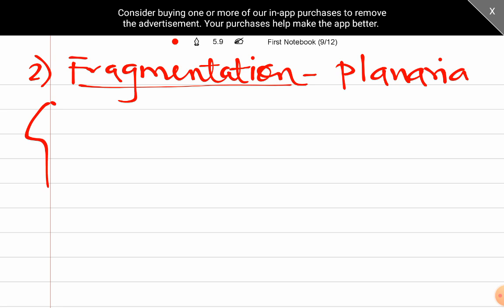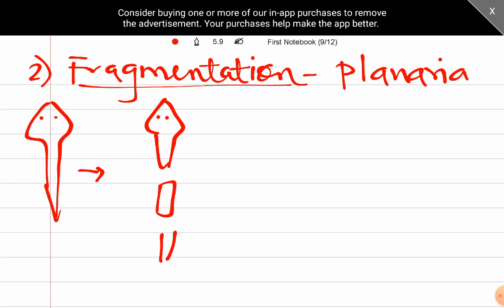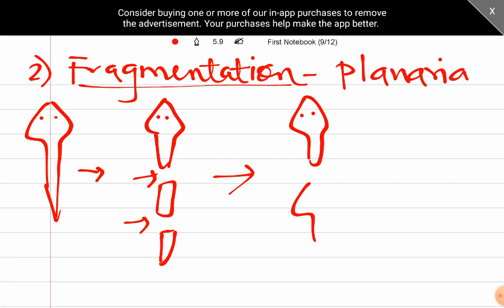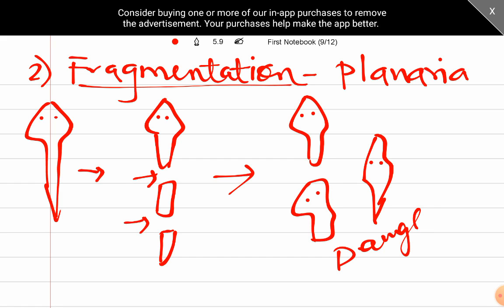See, once again, let me draw. This is the original parent. Then it is divided into three pieces like this. So fragmentation takes place at two sites, and here we go, in the last part three different animals are formed. Three different individuals are formed, and these are the daughter planaria. So this is called fragmentation.